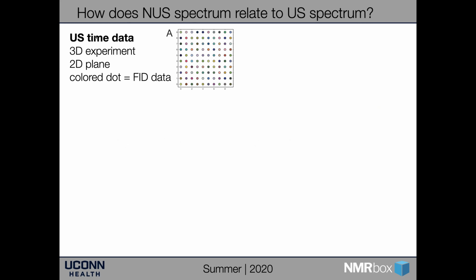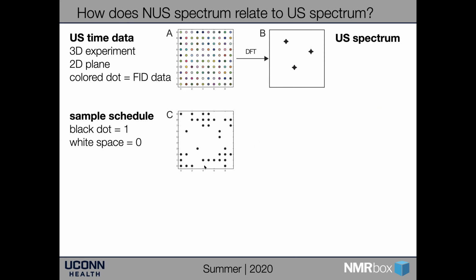So here we have a uniformly sampled time domain data set representation for a 3D experiment, and here's a 2D plane. Each of these colored dots represents some FID data. If we were to take the Fourier transform of that, here's our uniformly sampled spectrum. We can define a sample schedule where the black dots indicate FIDs that are going to be sampled and the blank spaces indicate FIDs that will be skipped.